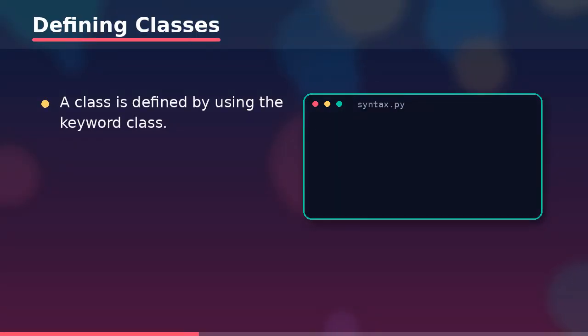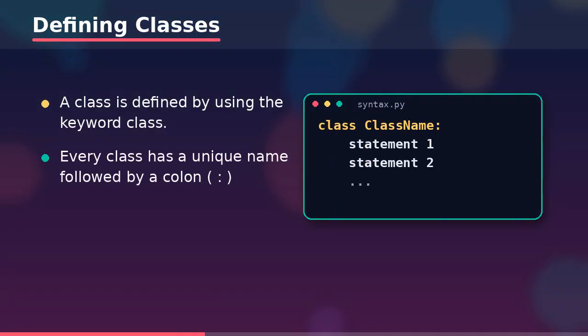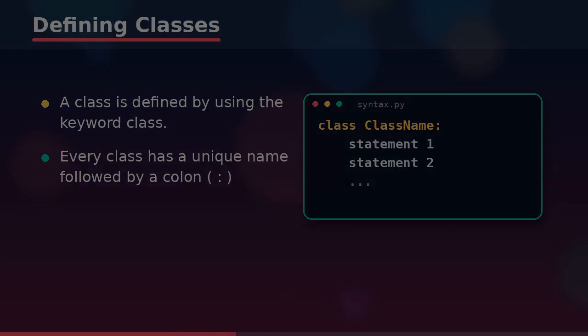Now let us define a class. A class is defined by using the keyword class. Every class has a unique name followed by a colon. The body of the class is then written with indentation, just like any other Python block.